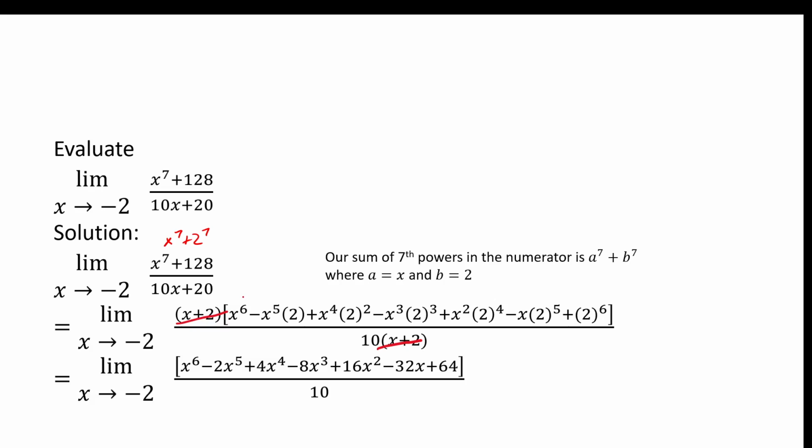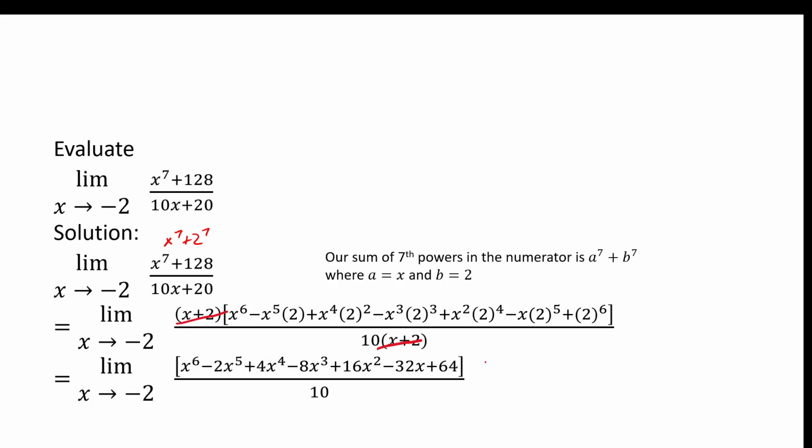And then in the second factor, we have a to the 6 minus a to the 5b plus a to the 4b squared minus a to the 3b cubed plus a squared b to the 4 minus a b to the 5 plus b to the 6. But we're plugging in x instead of a, and we're plugging in 2 instead of b.